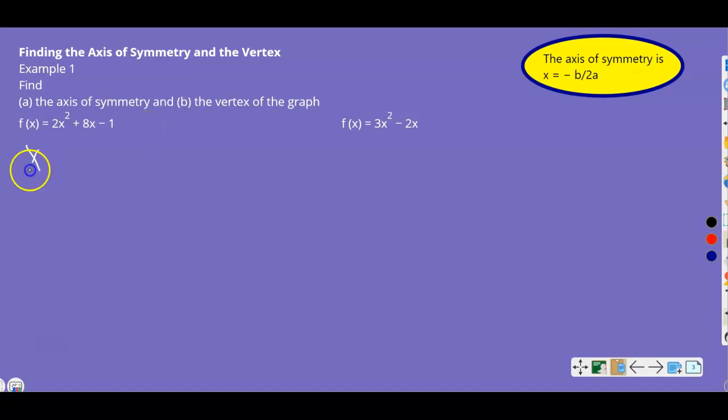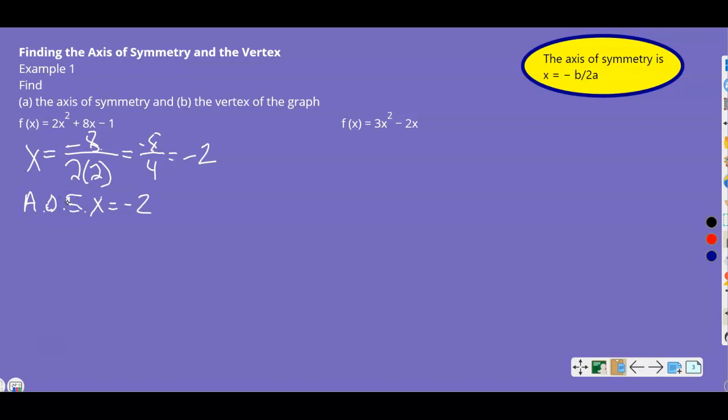So x equals negative b, so negative 8 over 2 times a. Negative 8 over 4 equals negative 2. So that means our axis of symmetry, x equals negative 2. And remember, all of our x values, you can choose x's, plug them in, and solve for y.